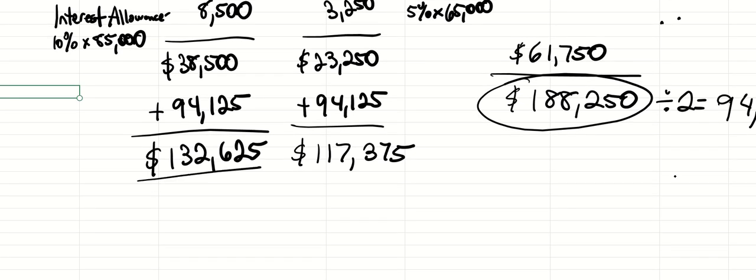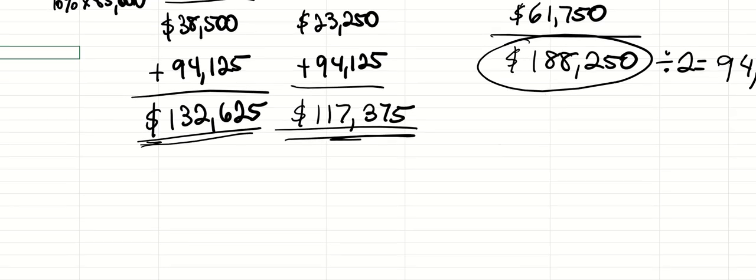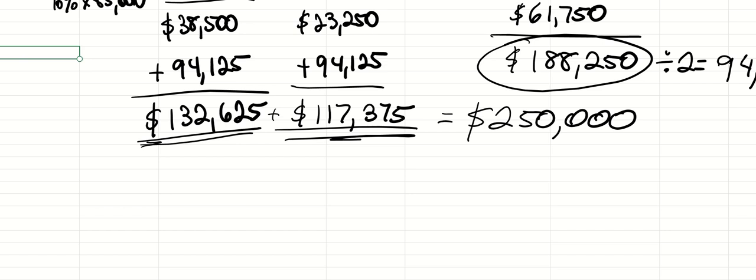Okay, and that's it. This is how much Bob is going to get in income. This is how much Frank is going to get in income. Now it's good to check to see if this is correct. In other words, we got to make sure that these two amounts do equal 250. So I'm going to take 132,625, add 117,375. Okay, and that's going to give us 250. We did allocate the correct total amount.